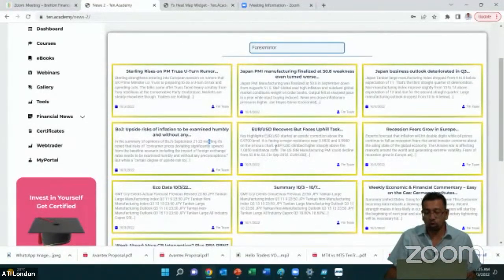But we have also got recession fears growing in Europe. That's the big headline since a couple of days ago last week, and that still basically is very much alive, that kind of headlines in the whole of Europe at this moment of time. Okay, so that's basically it on the news side of it.